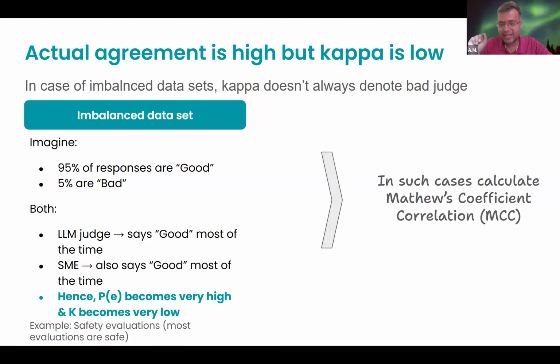If it's a very imbalanced state, Cohen's kappa is not the right metric, right? And in such cases, you start using something called MCC, which is Matthews correlation coefficient. Again, we are not discussing in today's session what a Matthews correlation coefficient is. But in case of imbalanced data sets, you should start focusing a lot upon this MCC.